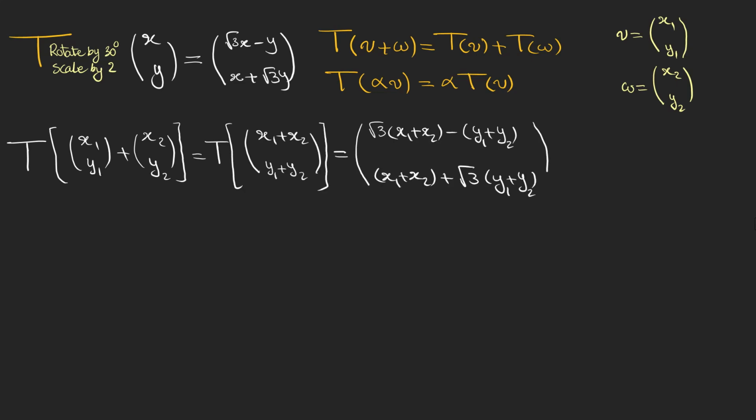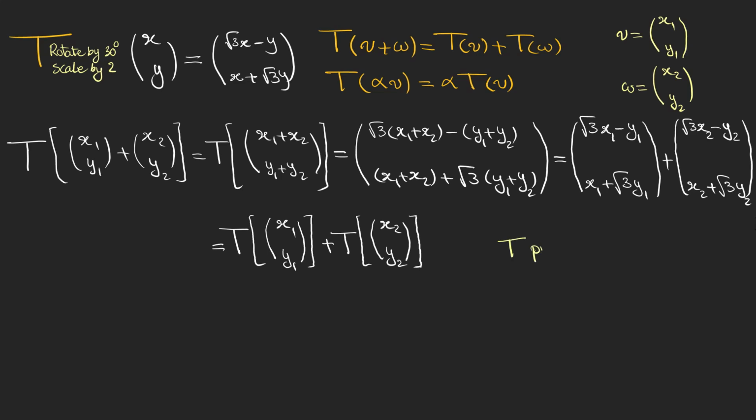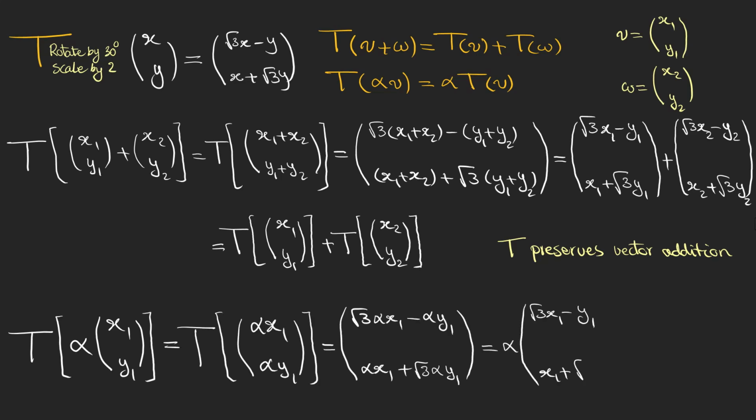column vector. We can easily separate it into the addition of these two vectors. This is the addition of the transformed version of each vector, which shows that this transformation preserves vector addition. Also, if we first multiply vector v with a scalar alpha and then transform it, we see that alpha can be factored and written as a multiple of the transformed vector v itself. This shows that the scalar multiplication is also preserved, and this is a linear transformation.